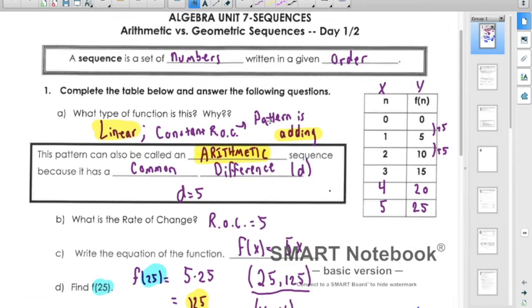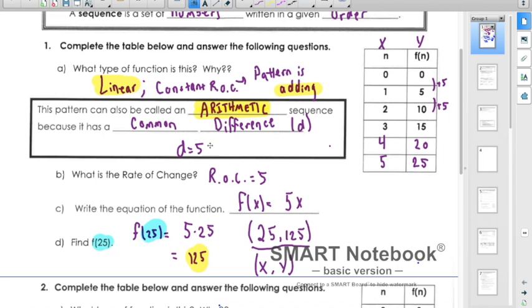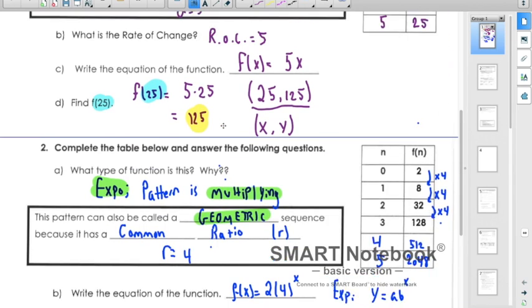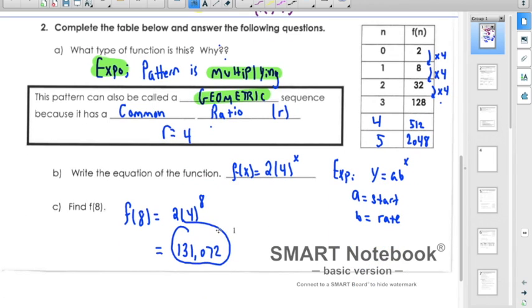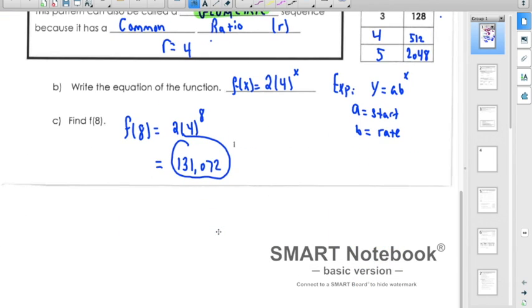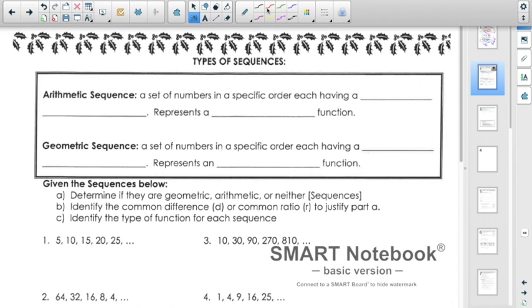So we have arithmetic sequences and we have geometric sequences. Arithmetic are with linear functions, and geometric are with exponential functions. Okay. Now, turn the page over. We'll do a fill in this box, get a few examples down, and then we will end this video.